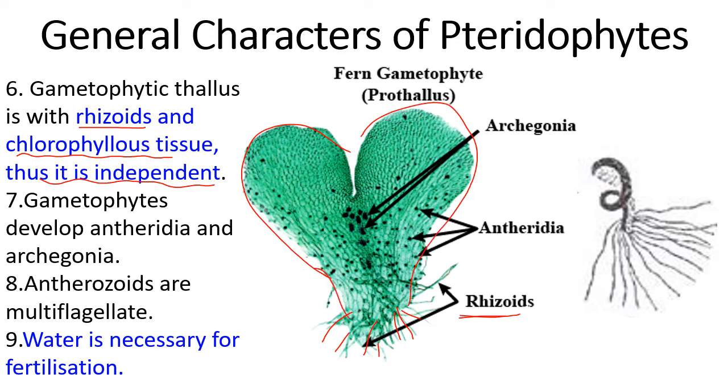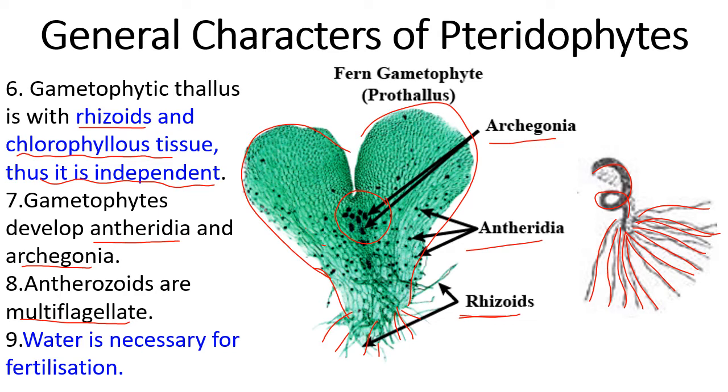Gametophytes develop antheridia as well as archegonia. Here you can see these larger structures are archegonia, and these small brown colored structures are antheridia. Antherozoids are multiflagellate. Here you can see this curved antherozoid, and these hair-like structures are present. These are called flagella, which help them to move from one place to another.